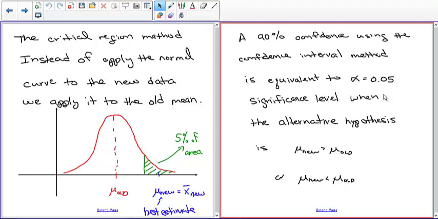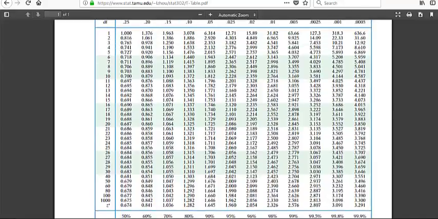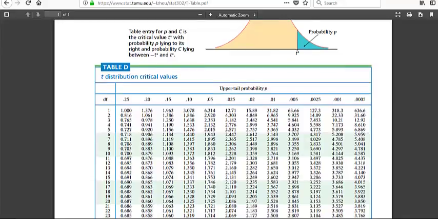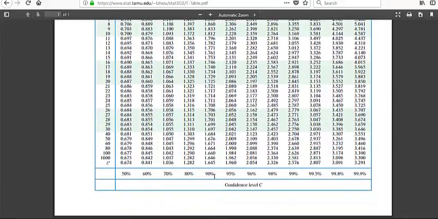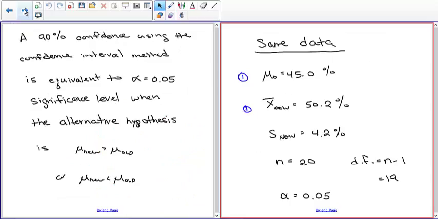If you look at the table, you'll see that we've been using the bottom scale. Here's the confidence level, and we use 90% confidence. That's where we got the 1.792 from. But if we go up here, this is alpha. So an alpha of 0.05 is equivalent to a confidence of 90%. So we're going to use the same critical t-score in both of these methods.